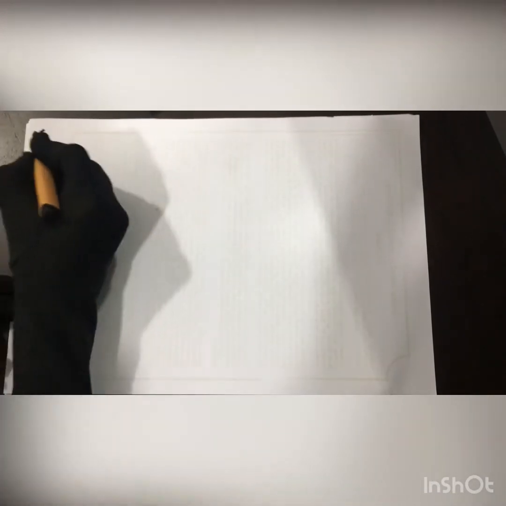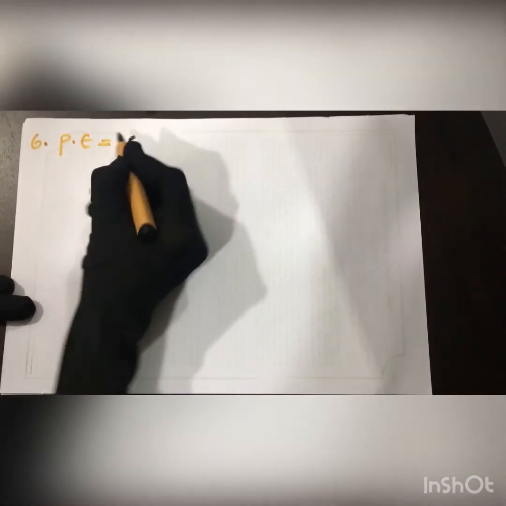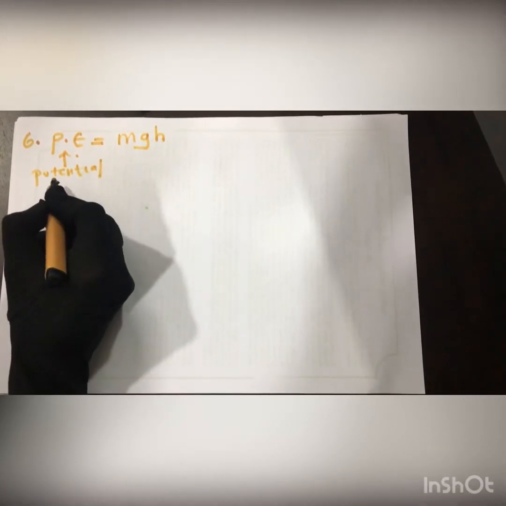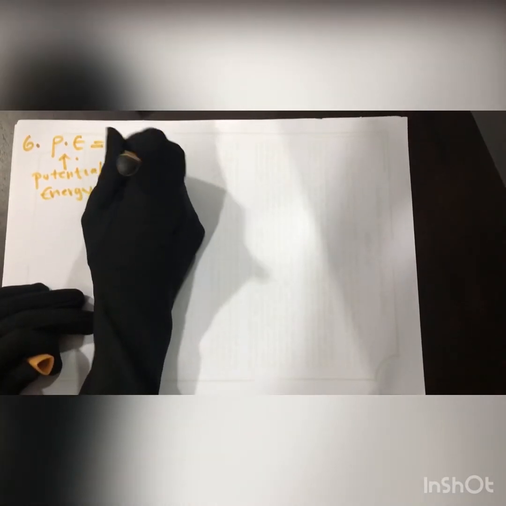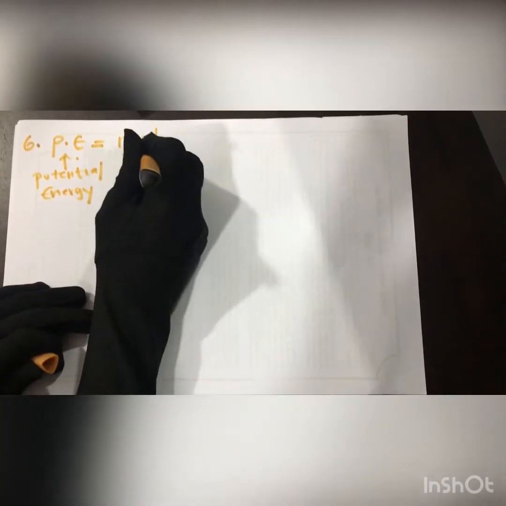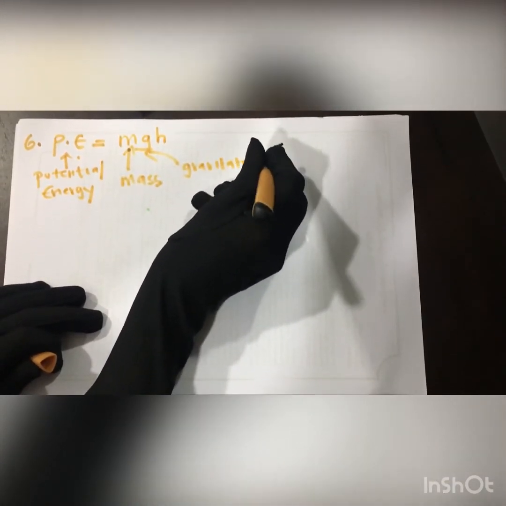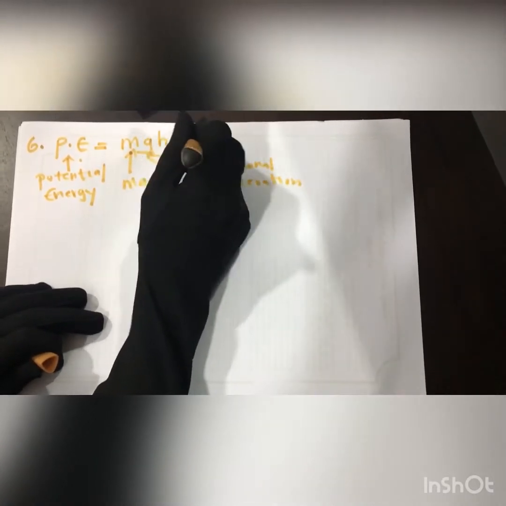Then let's move to the sixth equation: potential energy equals mgh. P is the potential energy, m is the mass, g is the gravitational acceleration, h is the height.